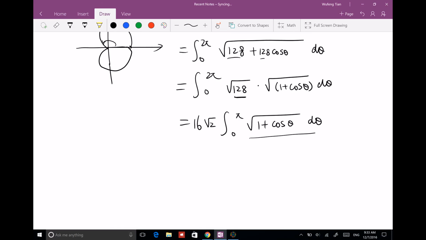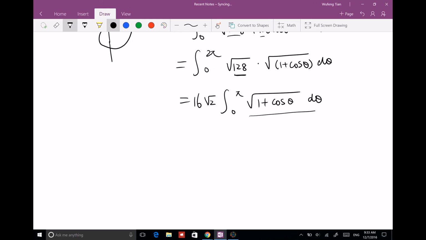Can anyone tell me what you think I may need to continue? Can we do the power reduce formula backwards? That's perfect. Who said that? That's a very smart move here. We do it backwards because we have a square root here. So I need to divide it by 2: 1 plus cosine theta, divide it by 2, then multiply by 2.